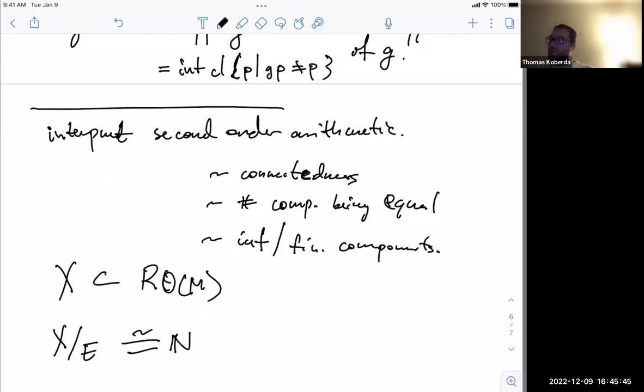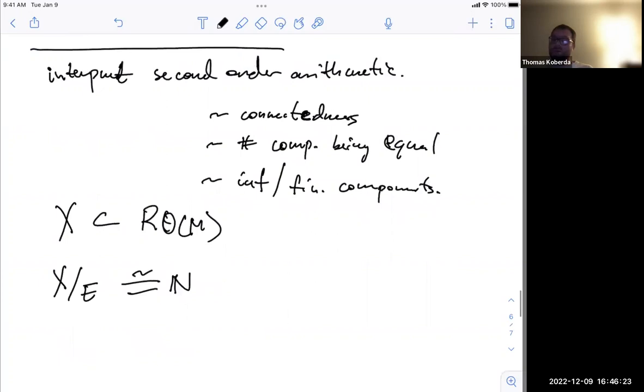Because you're able to count connected components of regular open sets, you can interpret addition, multiplication, the order, and the successor. And because you can also pass to subsets when you deal with regular open sets, you can interpret more than just first order arithmetic. You can interpret all subsets of N, and that allows you to interpret second order arithmetic. Once we get second order arithmetic, that's really the same as being able to interpret analysis.